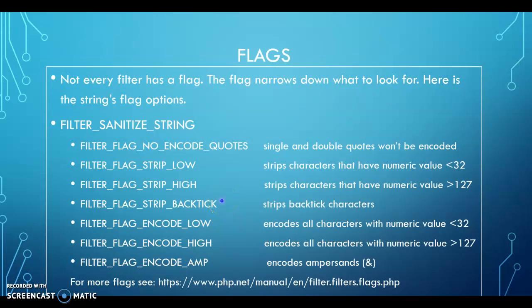A flag narrows down what we're looking for, and not every filter has a flag. Here are some flag options, and I only did the one for the filter string. There are many more, and this is the website that I used, so if you wanted to look at them, you could. It goes through and tells you what they each do. We're telling it that we want to filter, and the flag is telling us that we don't want to encode the quotes, so it's not going to encode any single or double quotes. And it goes down through and tells you what that is.